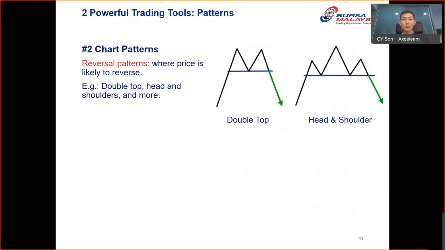So the first one is on the reversal patterns, which is more of a medium-term time frame approach. When you see price patterns, for example, a double top or head and shoulders, there would be a high likelihood that the price or the trend is going to change. So these are some of the reversal patterns.